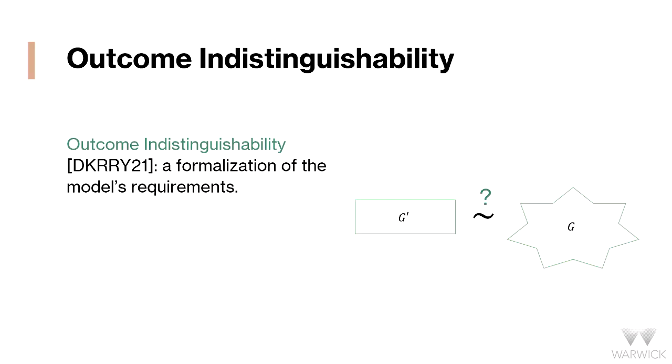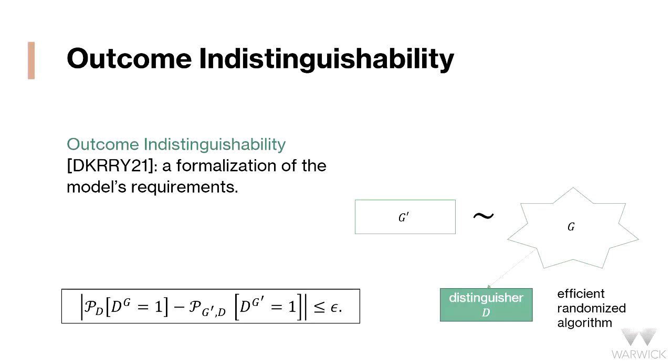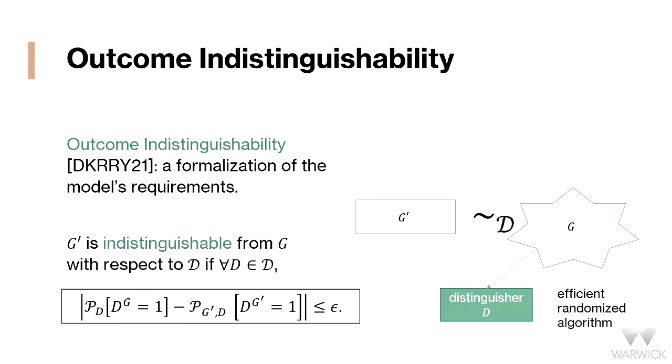And the idea is that, like in the pseudo-randomness setting, we have a distinguisher. It is an efficient randomized algorithm. It receives samples either from this G or from G prime. And then it can accept or reject. And we want it to accept with similar probability for our original object and for our generated object. Normally, a distinguisher would check for a specific property. So if our object is a graph, it can be the number of edges crossing a specific cut. So we have a collection of distinguishers, and we want to be indistinguishable with respect to any one of them. So this is our goal.